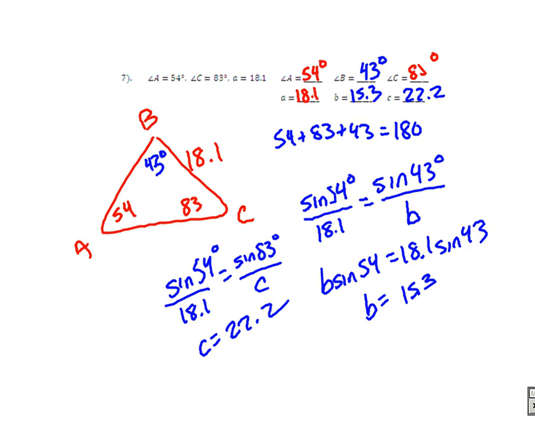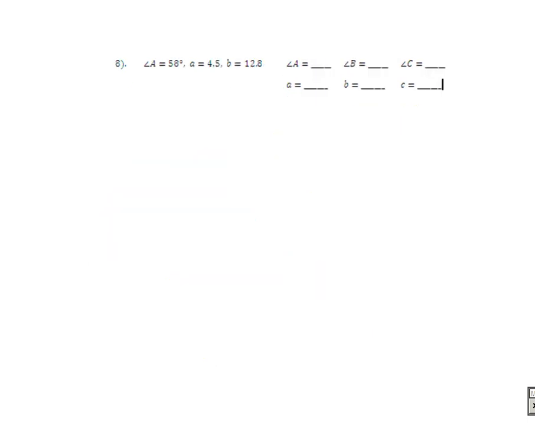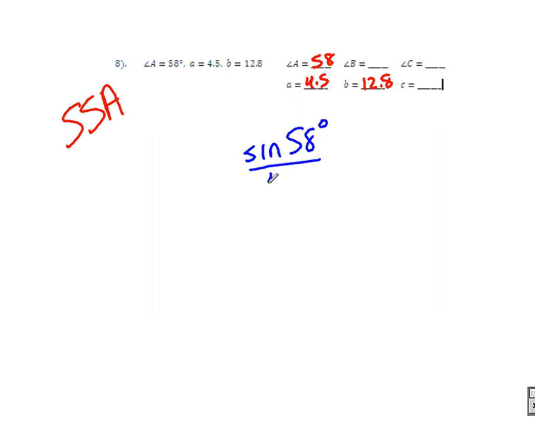Number 8, you should notice here, again, with or without drawing a triangle, that you are going to have side-side-angle in this case. Write in what you know, 58, 4.5, 12.8. And we need to see what we can find out. Well, I have both parts of A, so I'm going to set that up immediately. Sine of 58 over 4.5 equals sine of big B over little b, which is 12.8.